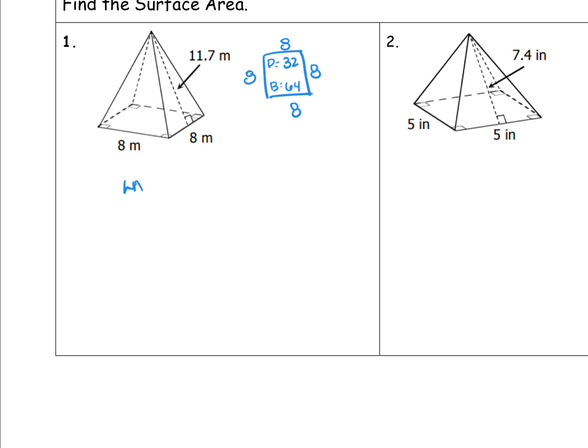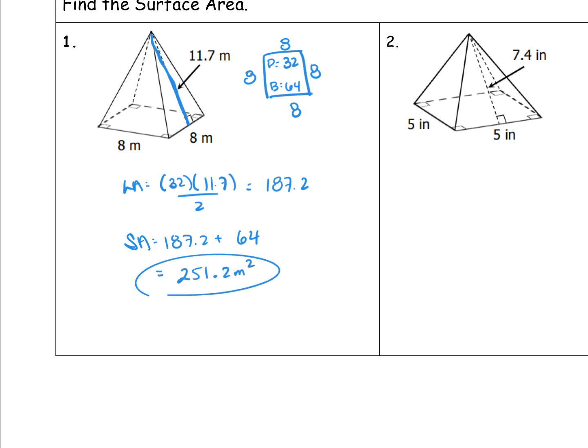So lateral area is the perimeter of that base times the slanted height. So we see the slanted height is this slanted line going down the side. So that is 11.7 divided by 2. So when I put that together in my calculator, we're going to get 187.2. Surface area says take whatever number you just got, so that 187.2, and add on just one base this time. So the area of the base was 64, and we add those together and we get 251.2 meters squared. So again, just perimeter of the base times the slanted height divided by 2, and then add on one base.